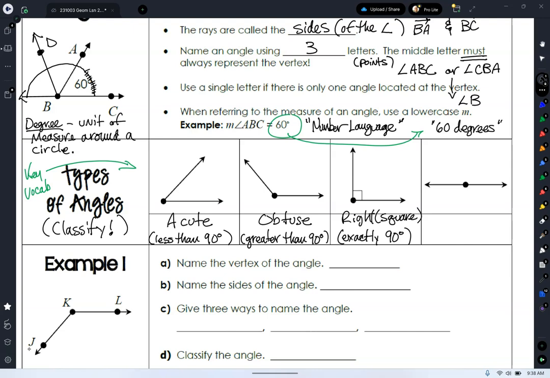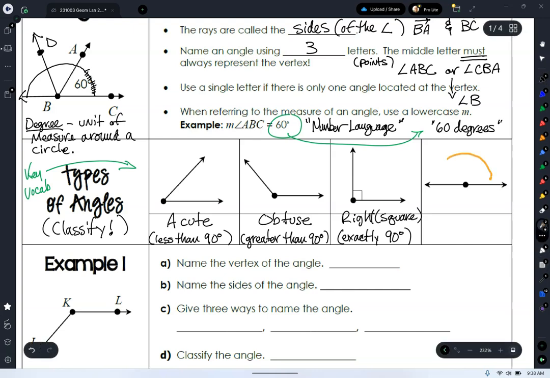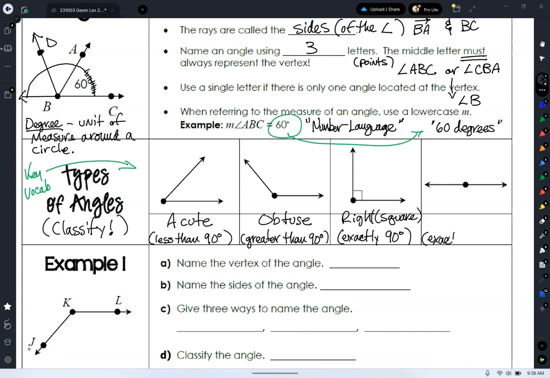All right, and then this one, again, with my yardstick example. I took my yardstick and I opened it all the way up until one yardstick was pointing in one direction. That's one of the rays of the angle. And this one is the other ray of the angle. And this one is exactly 180 degrees, like we just talked about. Anybody know the name of this one?